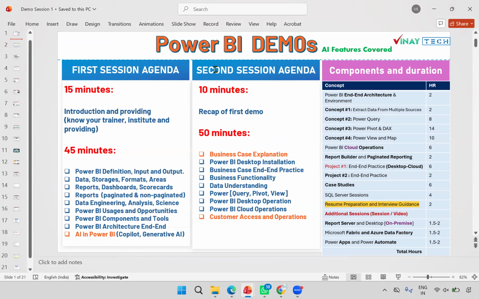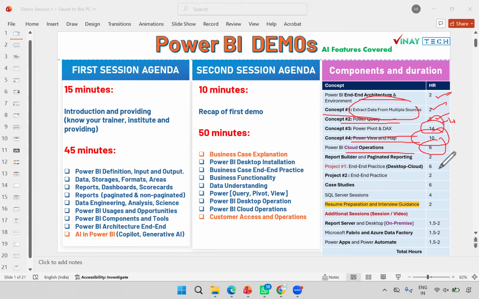And tomorrow, the first 10 minutes recap, the next 15 minutes practice. If you already have Power BI knowledge, you can see each component's duration. Power BI architecture, 2 hours; data extraction concepts, 2 hours; Power Query concept, 8 to 10 hours; Power Pivot and DAX, 14 hours; visualization, 10 hours; cloud, 10 hours; two projects, 8 hours; case study, 6 hours; SQL Server classes only 4 hours; and additional sessions only on the weekend, 4 to 6 hours, on Saturday. So you will receive the detailed content in this document; just go through what I cover.